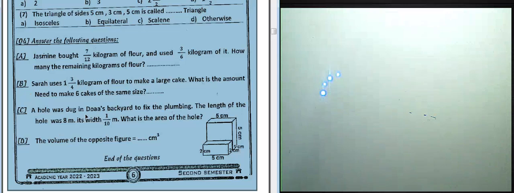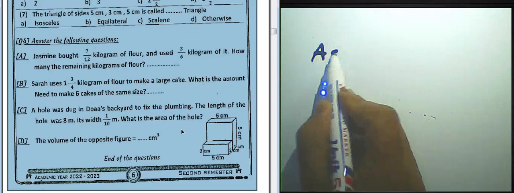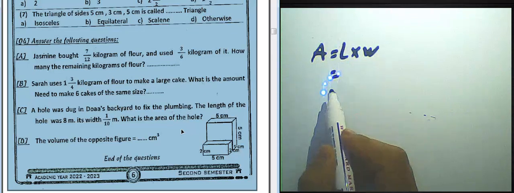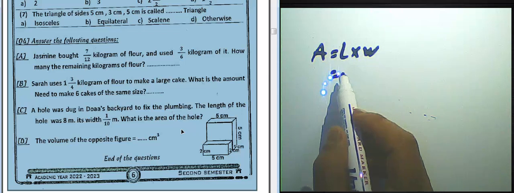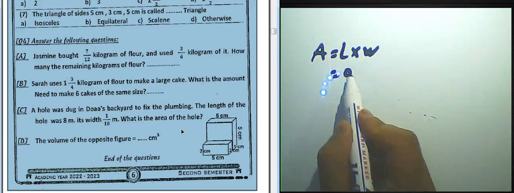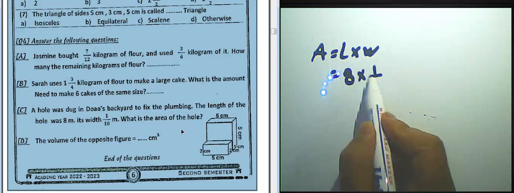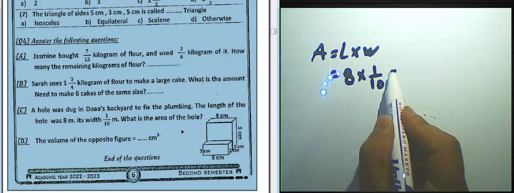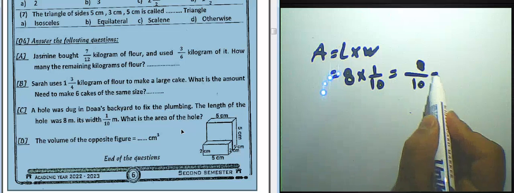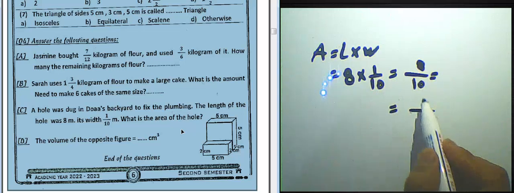A hole was dug in Dua's backyard to fix plumbing. The length of the hole is 8 meter and its width 1/10 meter. What is the area of the hole? Area equals length times width. Area equals length multiplied by width. Length equals 8 meter and width 1/10 meter. Okay, the result will be 8/10.